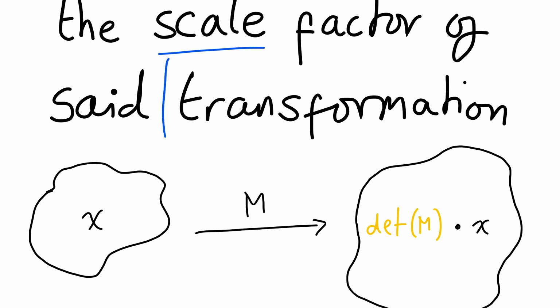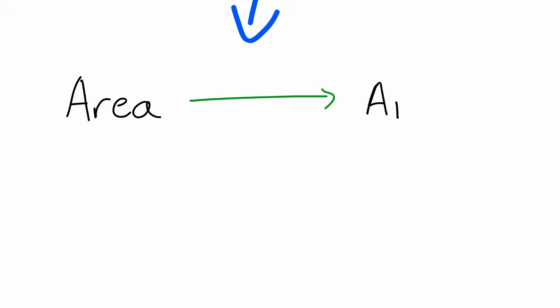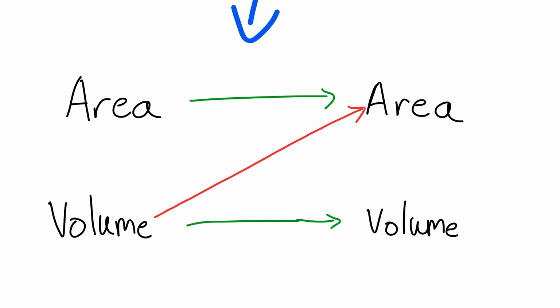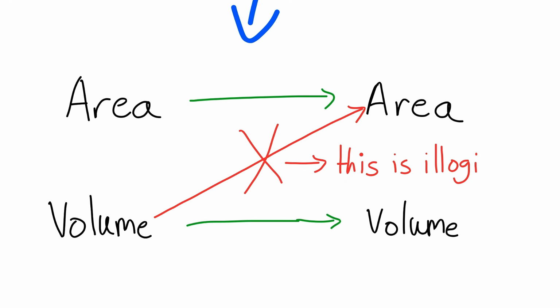And this scaling only really makes sense if you compare like with like. You can compare an initial area with a final area, an initial volume with a final volume, but it wouldn't make sense to compare an initial volume with a final area, because those are just different measurements.